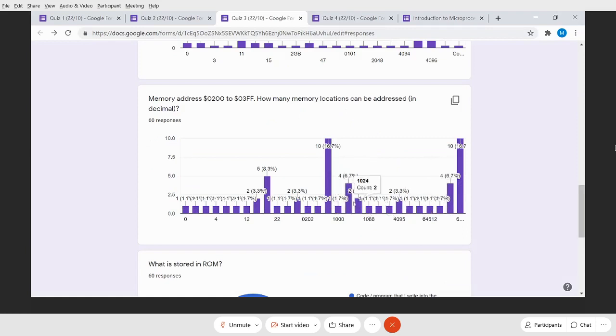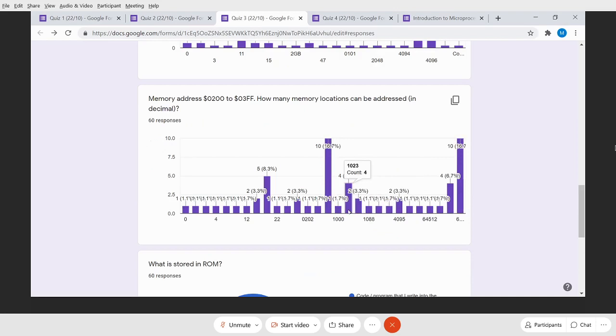Why did the doctor put 2 to the power of 10 minus 1? Is it the same? If 2 to the power of 10 minus 1, what is it? 1023. Let me check. Oh yes, it's supposed to be 1023. Did anyone answer 1023? Yes, 1023.